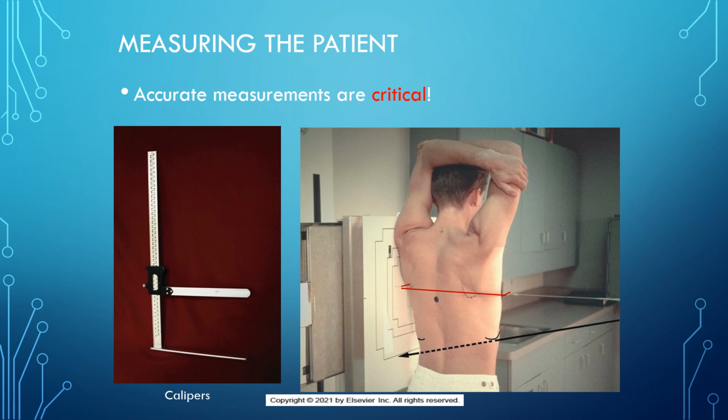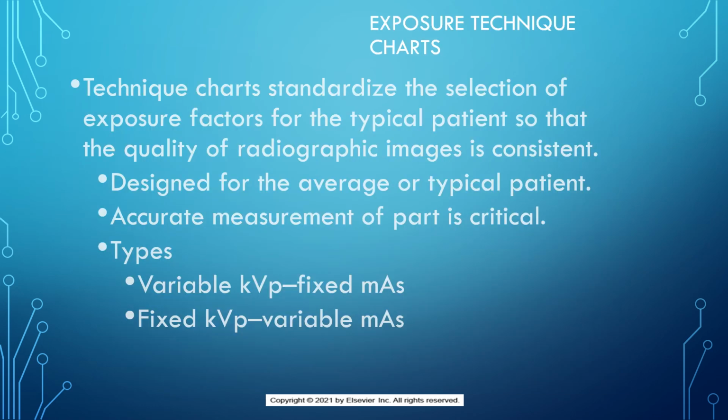Okay. Technique charts: typically, one of the primary adjustments in technique charts is based on differences in habitus. Okay, and so when we started developing systems and standardization of techniques back in screen film days, we had two strategies: variable kV fixed mAs and fixed kV variable mAs. Okay.